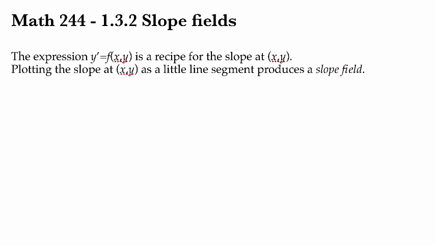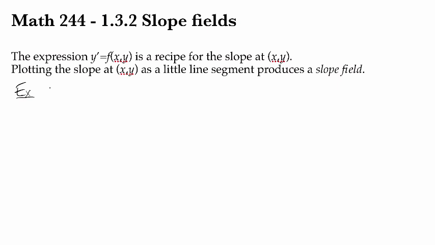So that means that if I look at a particular point, so I pick a particular x, y, and then I plot the slope there as a little line segment, it'll produce what's called a slope field. So this looks sort of like a vector field, and it's kind of a graphical picture of what the solutions to the differential equation look like. So suppose we do this for some examples.